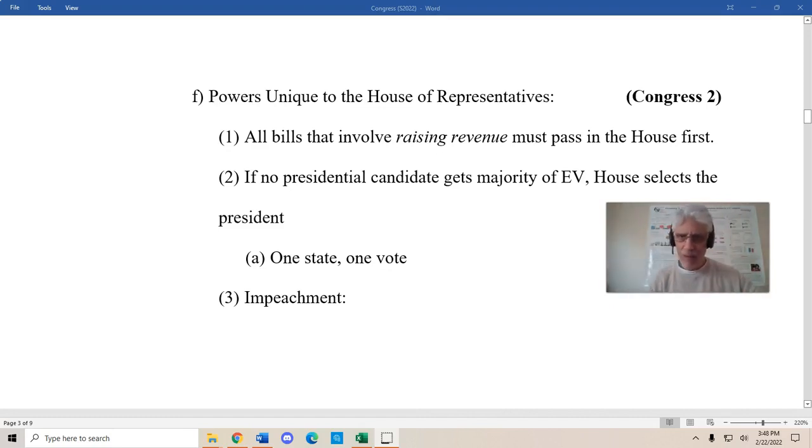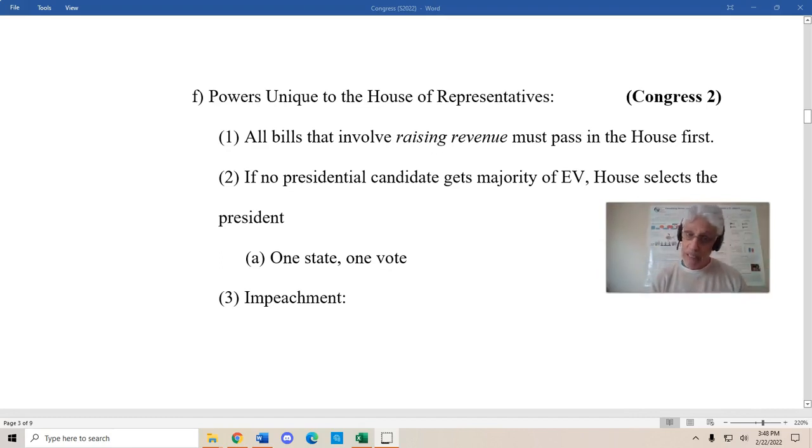Every once in a while, the Senate will pass a bill that raises revenue in some way. When they send it to the House, the House will send something called a blue slip. They'll send a little blue slip back to the Senate and basically say, read your Constitution, man. Bills that raise revenue have to start in the House.